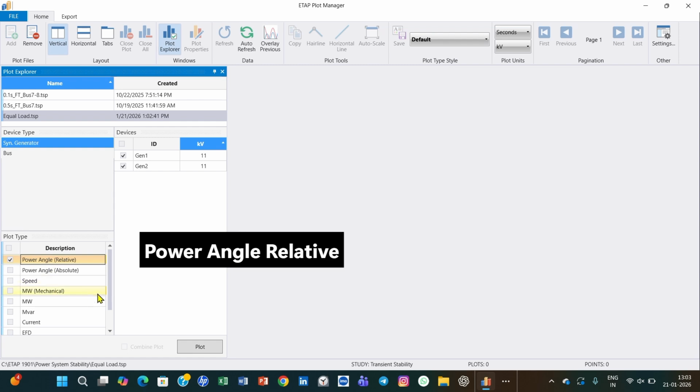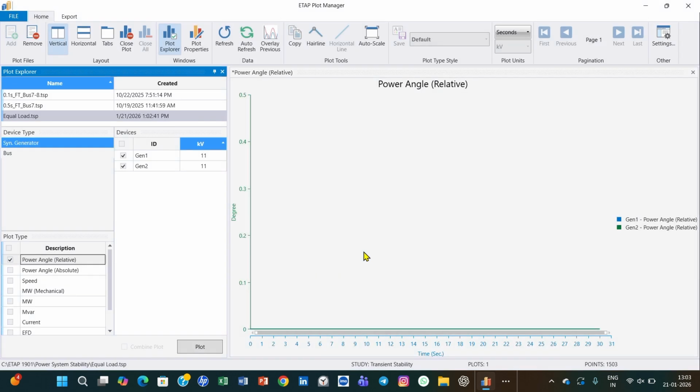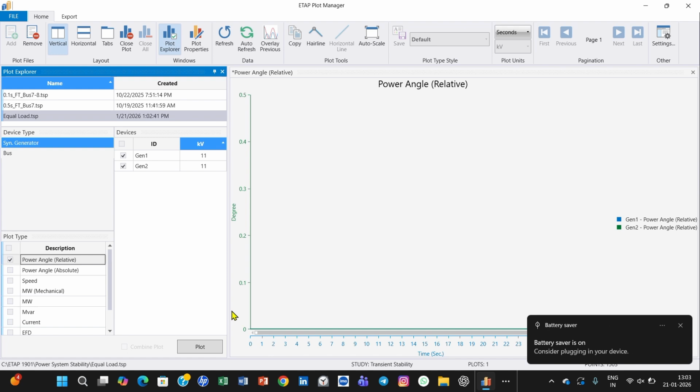We can study the power angle reactive and click plot. You can see there is zero. Both the generators are at zero. That means the relative power angle between the two generators is zero because both are equally loaded. Their rotor angle displacement will be equal, so the relative rotor angle will be zero.